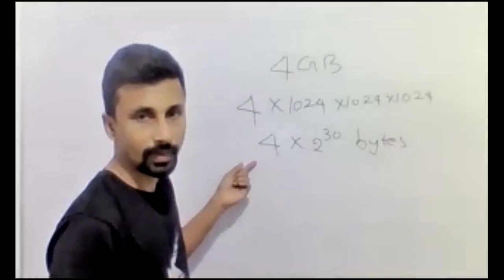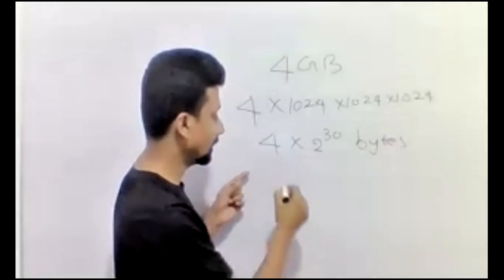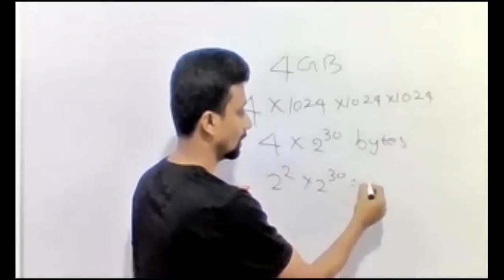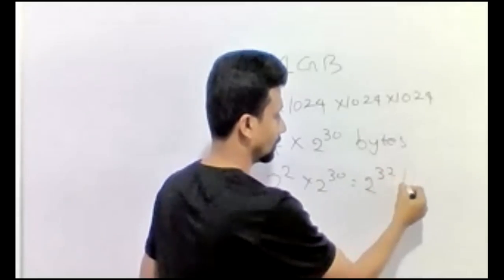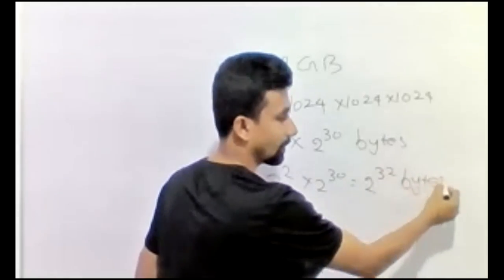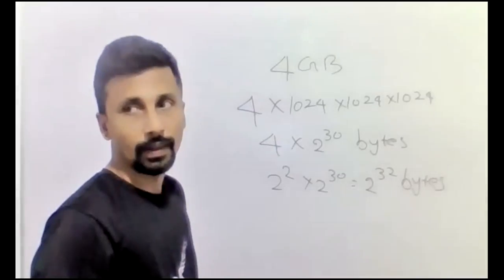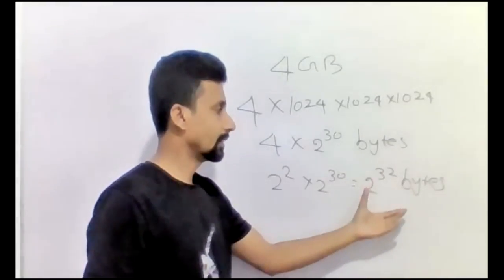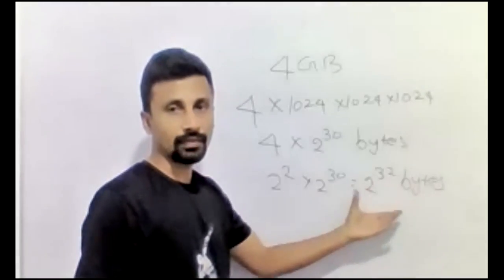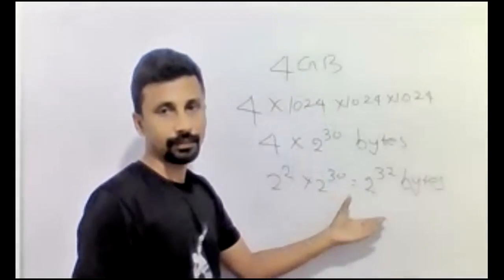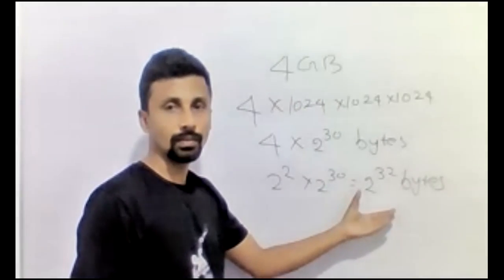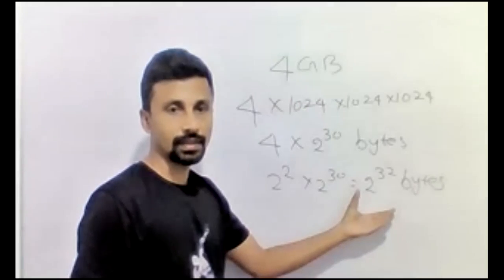Altogether, 4 means 2 to the power 2. So altogether this is 2 to the power 2 times 2 to the power 30, which is 2 to the power 32 bytes. 2 to the power 32 bytes in the memory, right? So this is the number of bytes that you can take from the 4 gigabyte. Then we'll see how many bits you need to address this space.